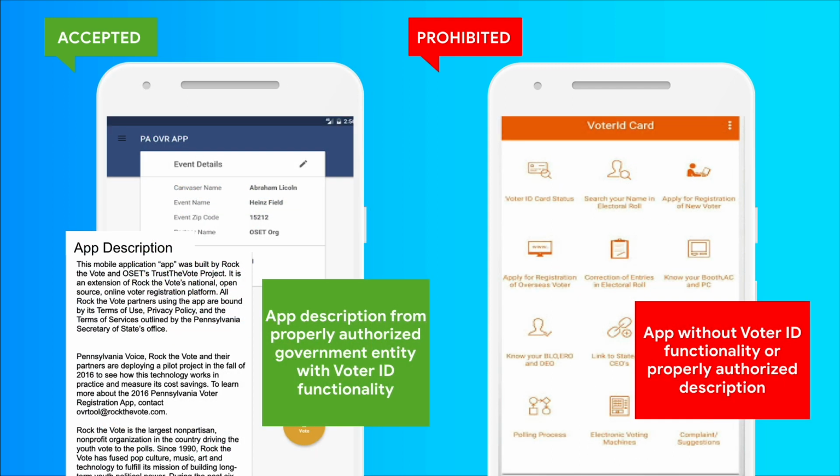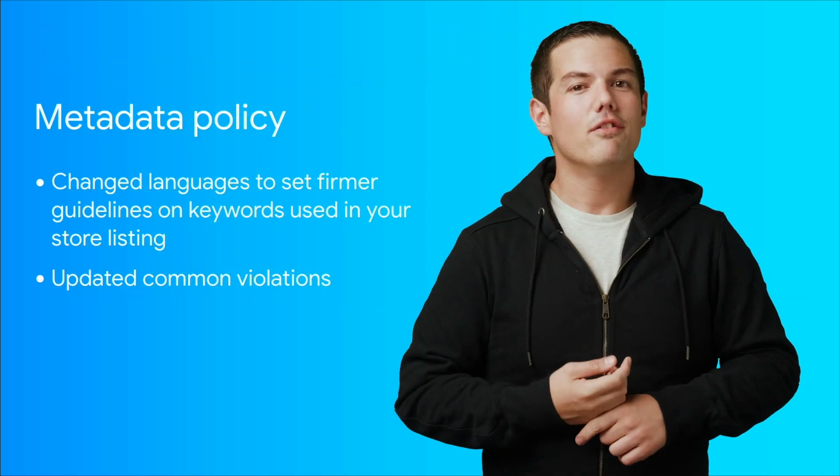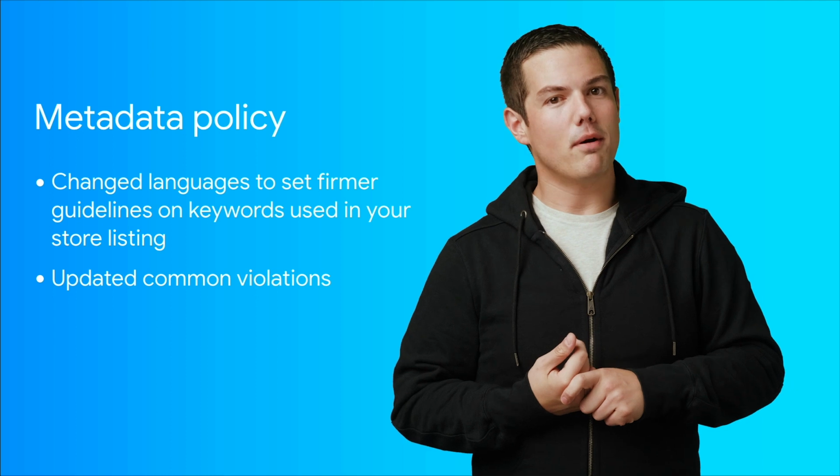Next, we'll look at apps that falsely claim affiliation with a government entity or provide or facilitate government services for which they are not properly authorized. Deploying an app by disguising it as a government service or entity which is not certified by those government services or agencies is not allowed. If you're a government services app, please provide all of the proper evidence of your credentials in your store listing. Now, let's talk about changes to the metadata policy.